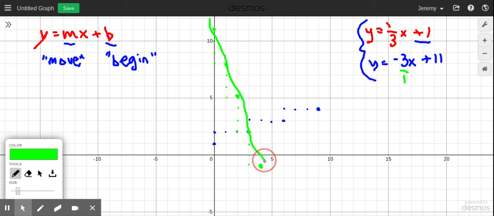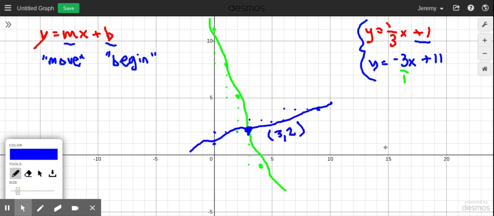Pretend these lines are straight. Oh boy. Hopefully you get the point that this right here is the intersection, at the ordered pair of 3, 2.